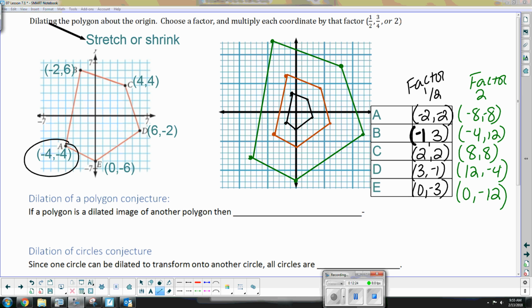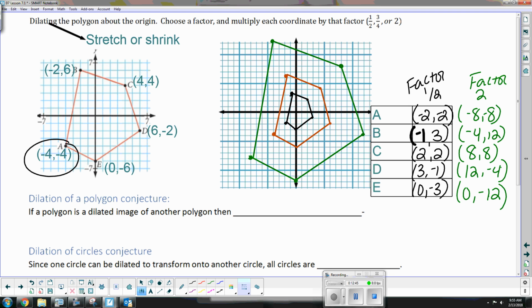Okay, so on the new coordinate plane, you can see the original image in red, and then the factor of 1/2 in black, and the factor of 2 in green. Now, what do you notice about all of those images? There might be a couple things that you see right away.